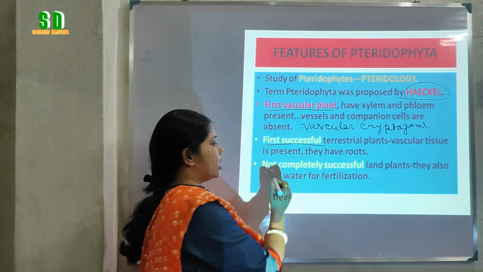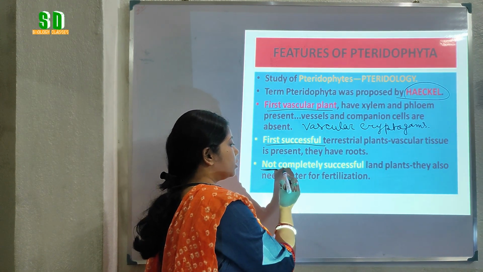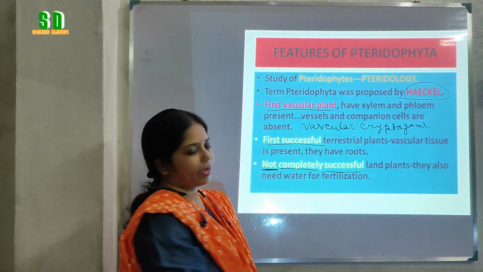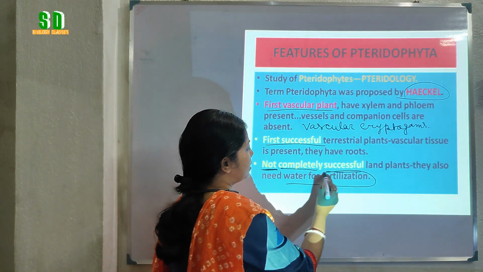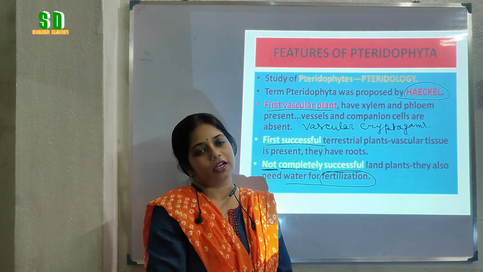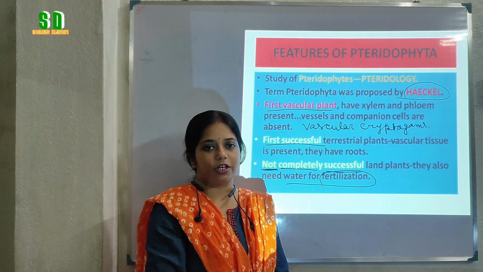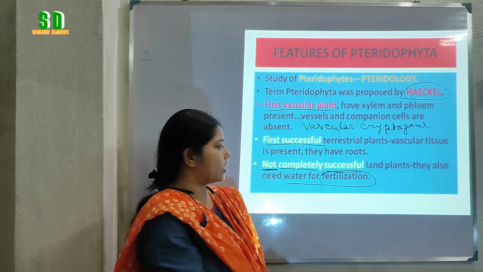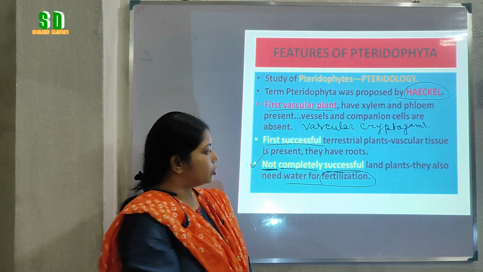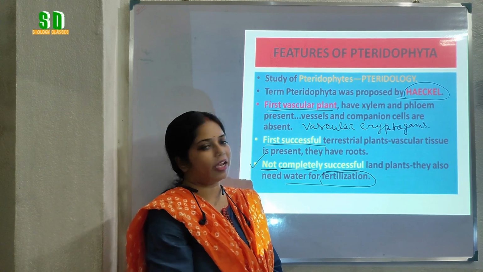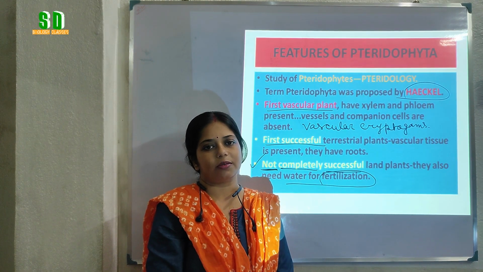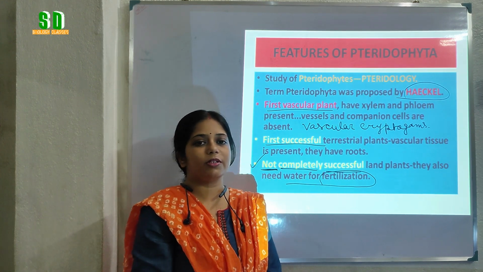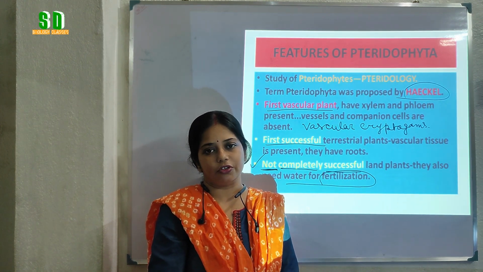At the same time, they are also called not completely successful land plants because they also need water for fertilization. Like Bryophyta, Pteridophyta also need water for fertilization. That is why they are called not completely successful terrestrial plants. So remember this information about Pteridophyta.